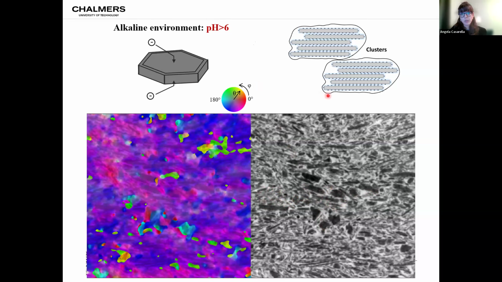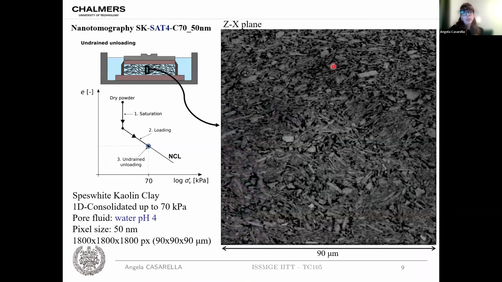Therefore, consistently with the theories of colloidal science that we are used to, even if clusters of particles, so assemblages of particles oriented in the same direction, exist in an alkaline environment, they all align in a similar direction, in a subparallel direction.